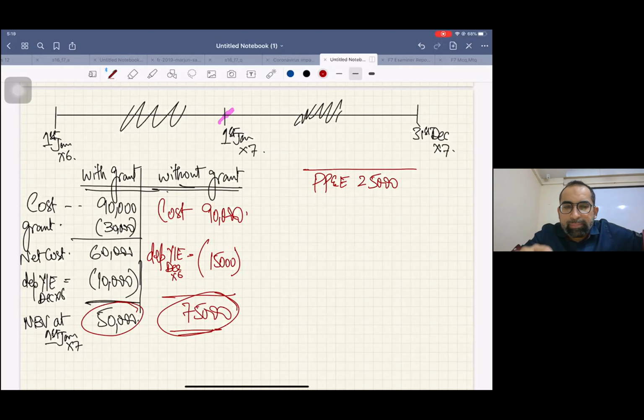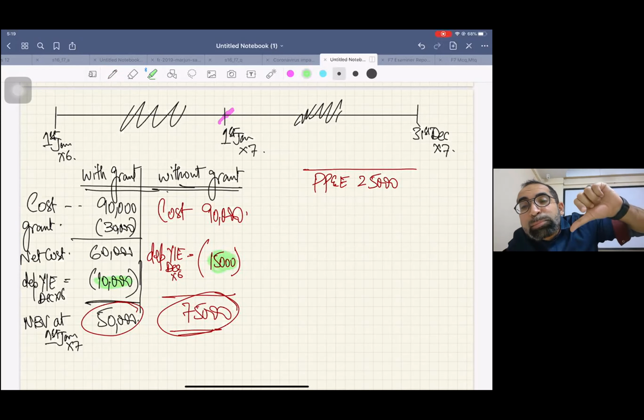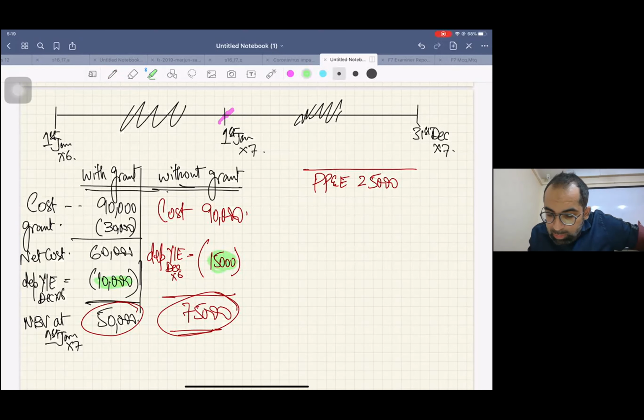Second thing, we booked depreciation of 10, but we should have booked depreciation of 15. So we should now book 5,000 extra depreciation, and no need to do it retrospectively as this is a change in accounting estimate. So let's book more depreciation expense of 5,000.